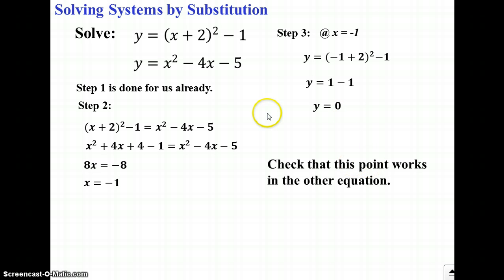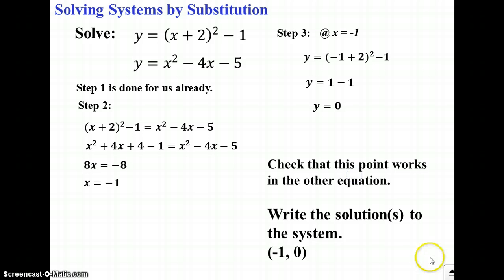I check to make sure that point works in the other equation. So I plug 0 for y and I plug negative 1 for x. Negative 1 squared is 1. Negative 4 times negative 1 is a positive 4. Negative 1 squared is 1. So 1 plus 4 is 5, minus 5 does give me 0. Checks out. Write my solution. So the solution of the system is x is negative 1, y is 0. Works in both equations. That's a good solution.